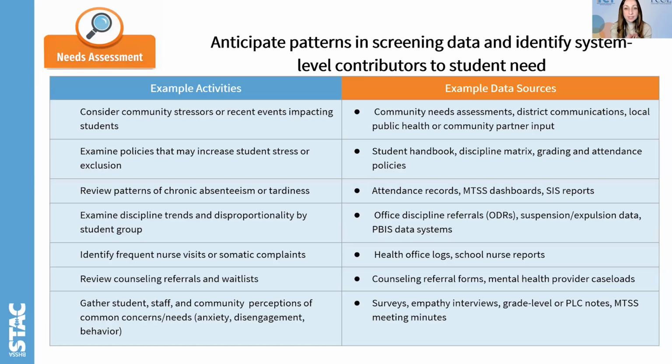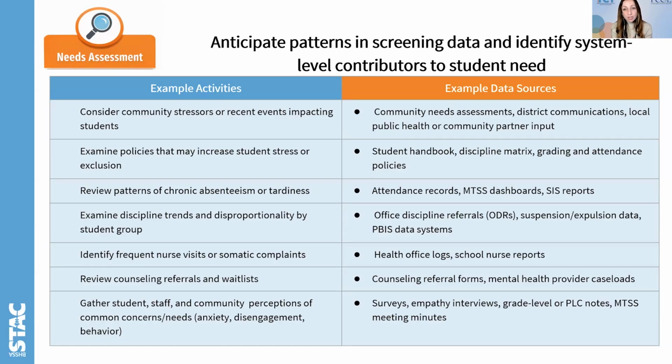So we're looking at things like our community again. What types of things have our community been experiencing? What are the needs that are arising when we look at the community level? We're thinking about things like our discipline policies. Are the policies that exist on our school campuses contributing to mental distress? Are those things that we need to look at before we implement a screener?